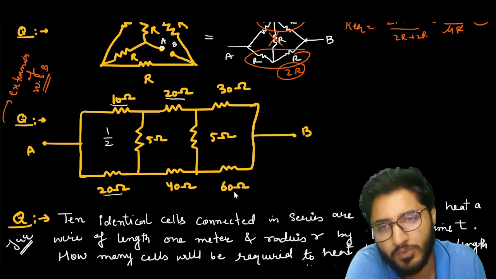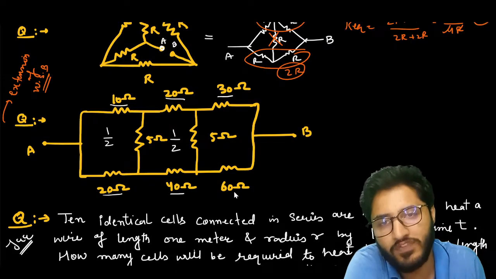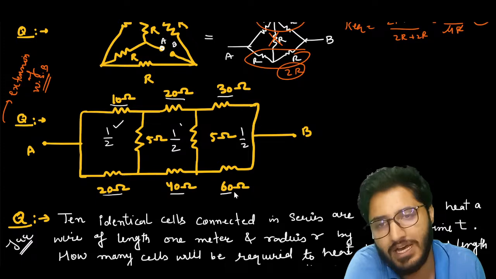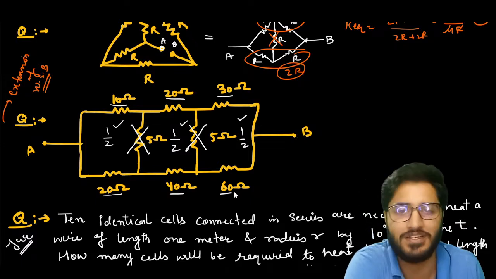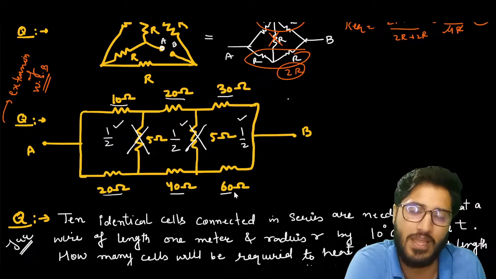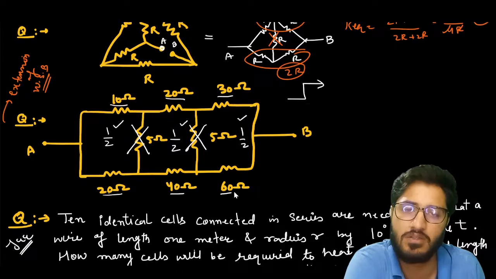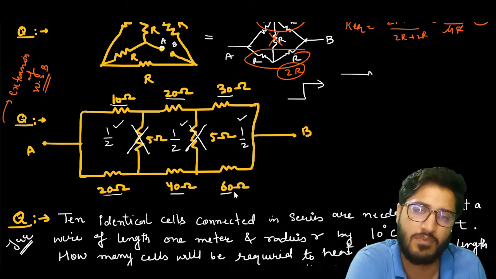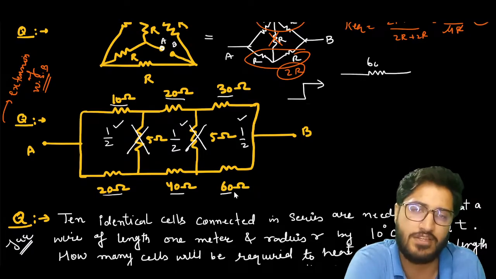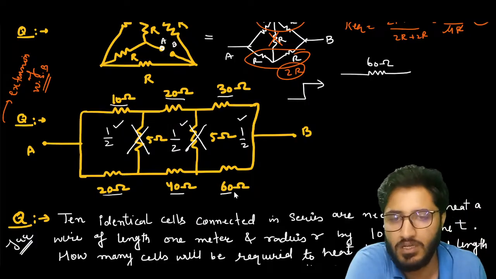What is the ratio of 20 by 40? Sir, ratio is 1 by 2. What is the ratio of 30 by 60? Sir, ratio is 1 by 2. You can see now, ratios are same. So there is no usage of these two things. So if you redraw it, it will become 10 plus 20 plus 30, 60. It is 60 ohm. Then 60 plus 40, 100, 120.